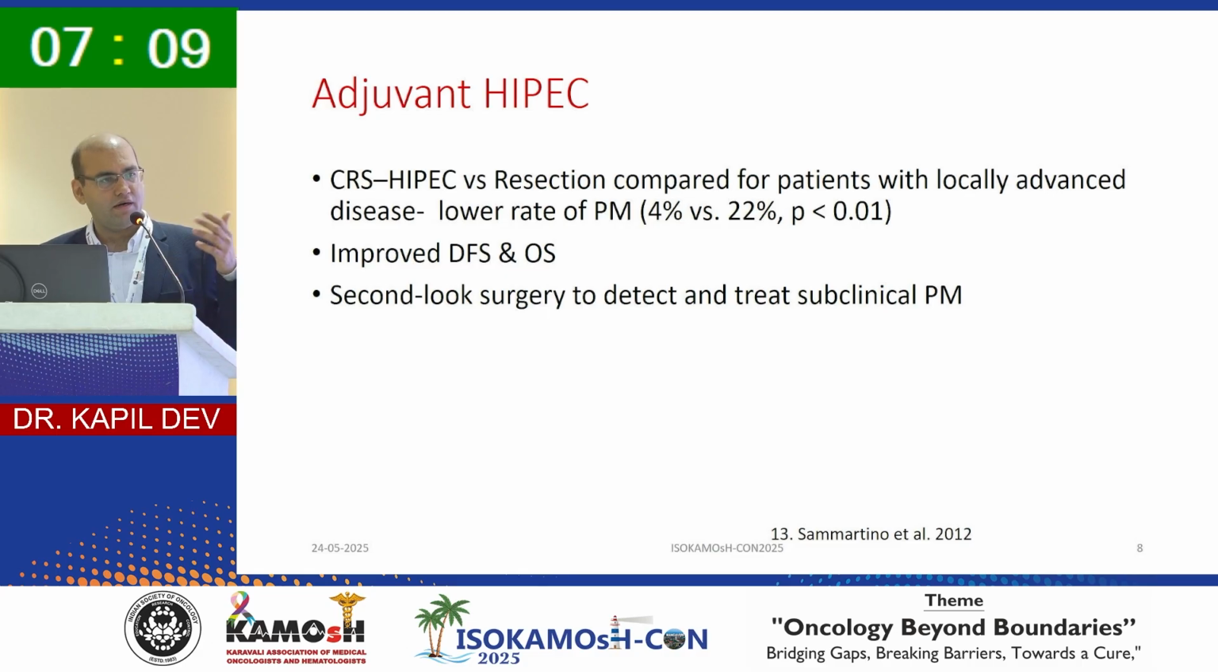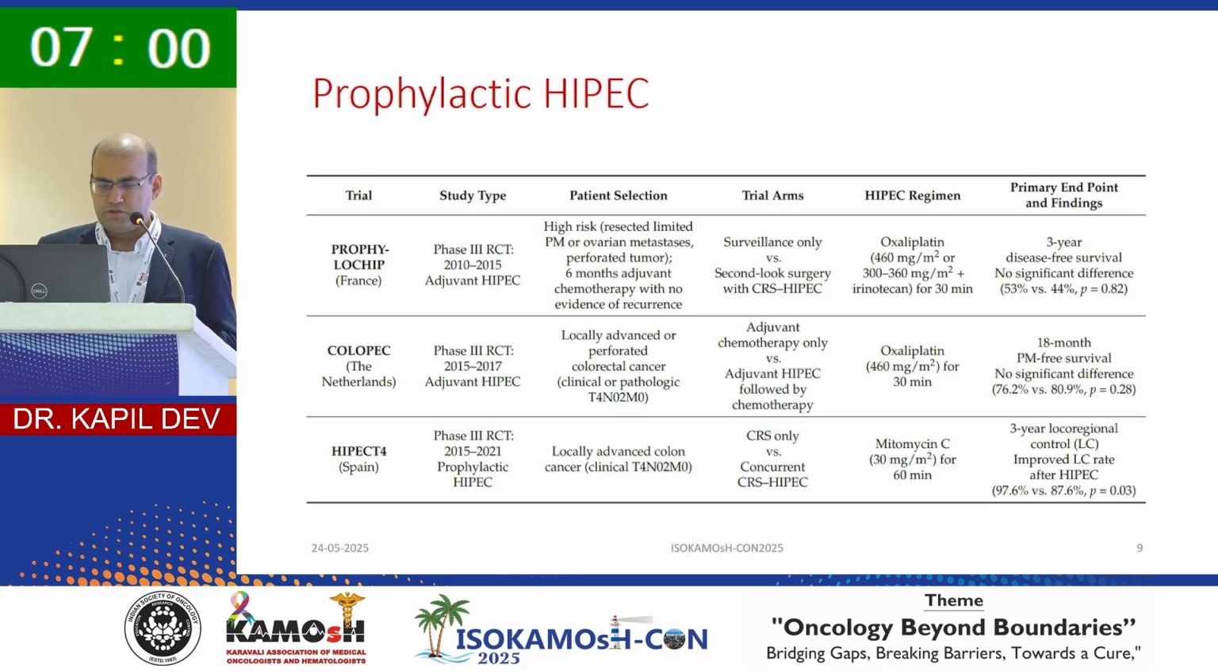If a patient undergoes HIPEC surgery subsequently, that is, second-look surgery, the detection of subclinical metastasis is higher, so a better result will be there. So these are the three trials for prophylactic HIPEC.